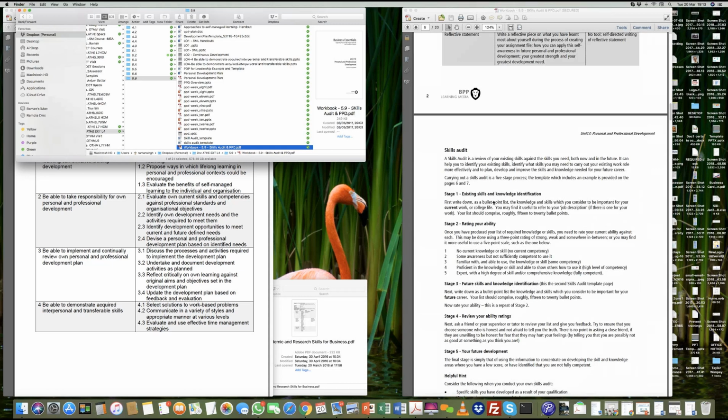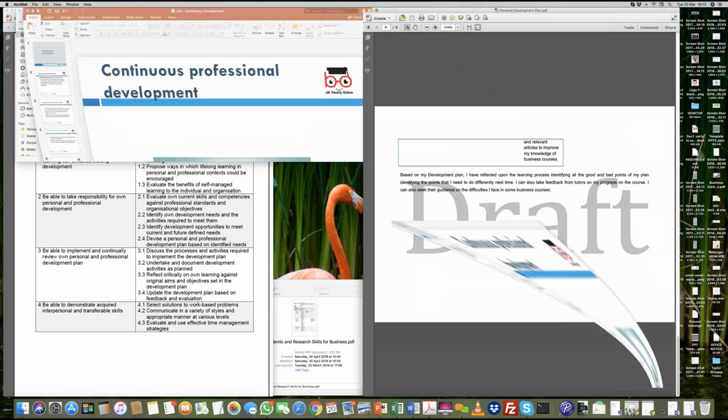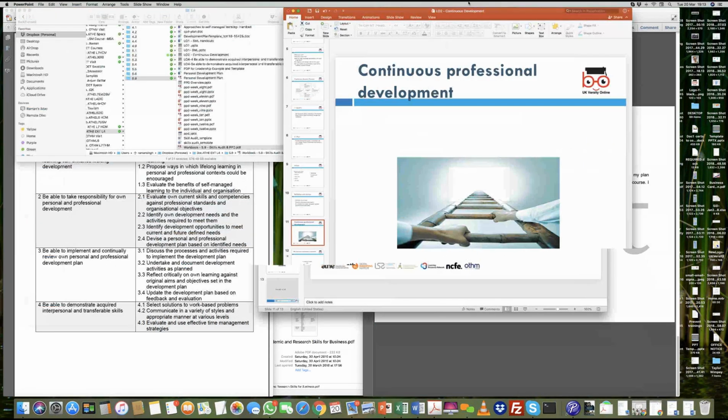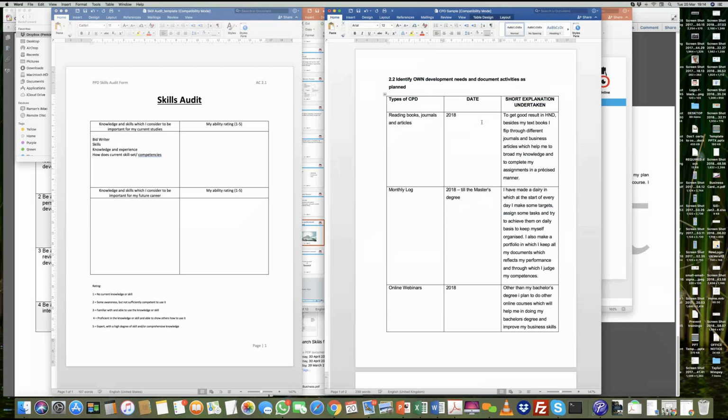Now, I'm going to keep this session brief because this is more or less a practical task, and I'm going to send you these templates that I've shown you in the session today. And these templates, hopefully, should help crystallize the concept of personal and professional development. And what I would suggest is to utilize these templates of skills audit and identification of your own development needs, document those activities, and then turn them into a PDP, which we can use to cover Learning Outcome 3.